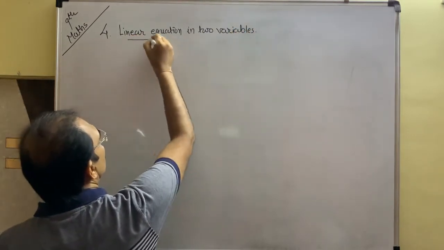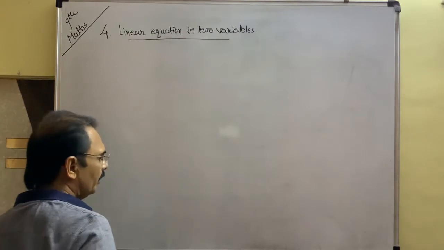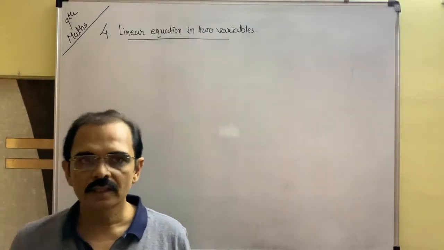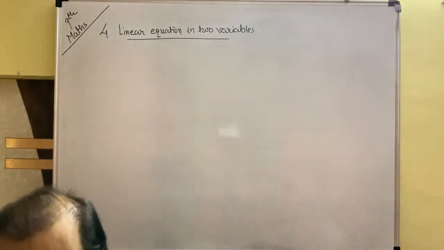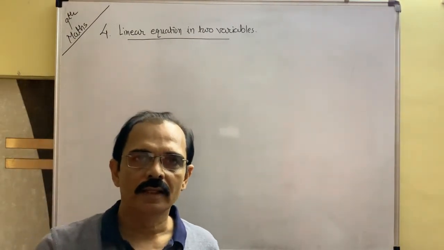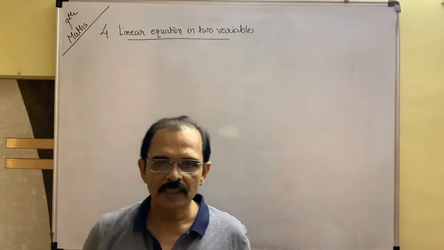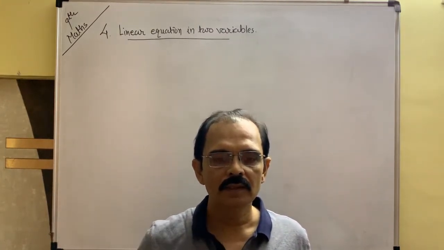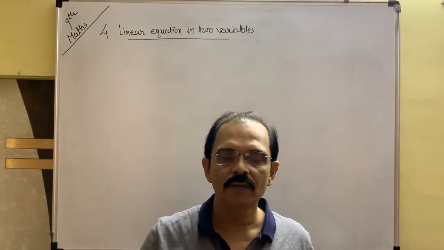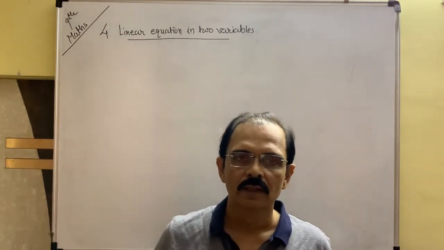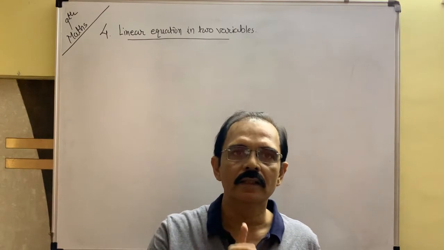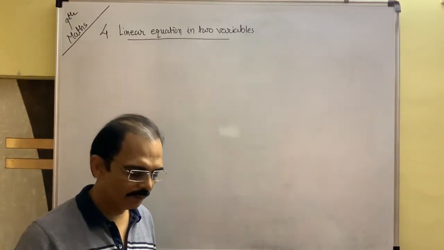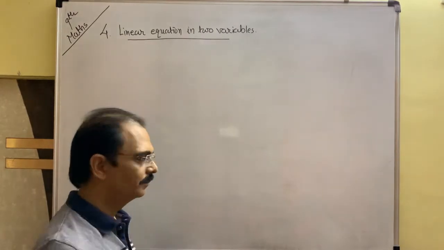See, first of all, you have to understand what you mean by linear equations. Linear equation means what? Linear means a line. That means the equation having highest power 1. Remember this thing. If the equation has highest power 1, then we say that it is a linear equation.